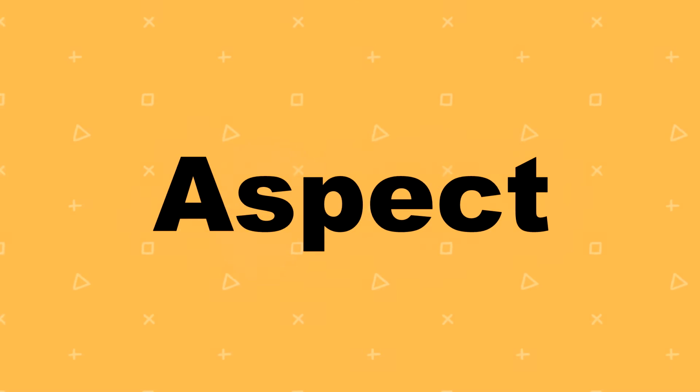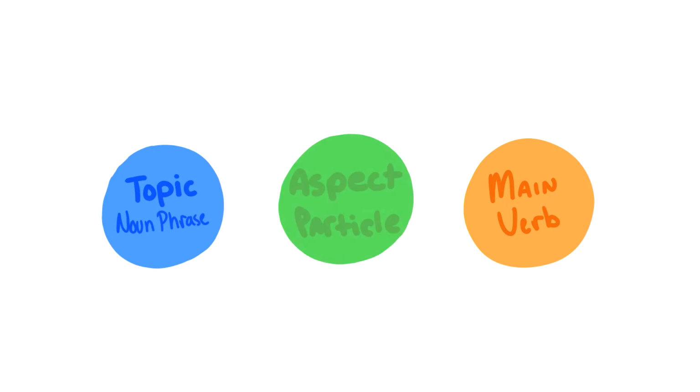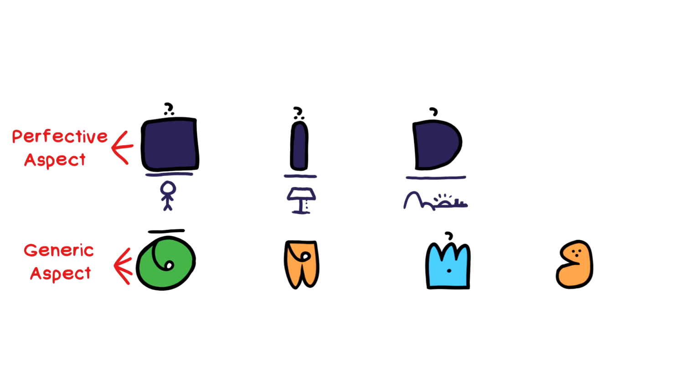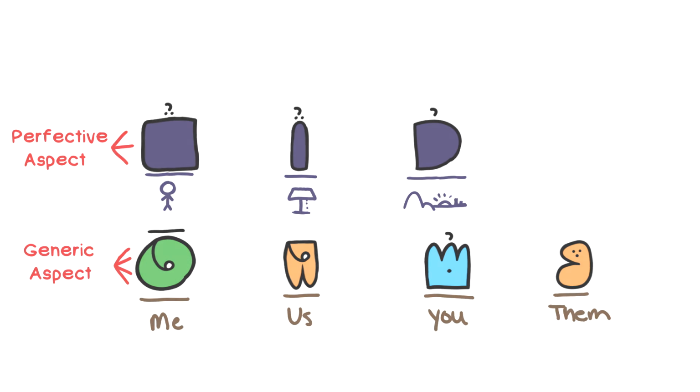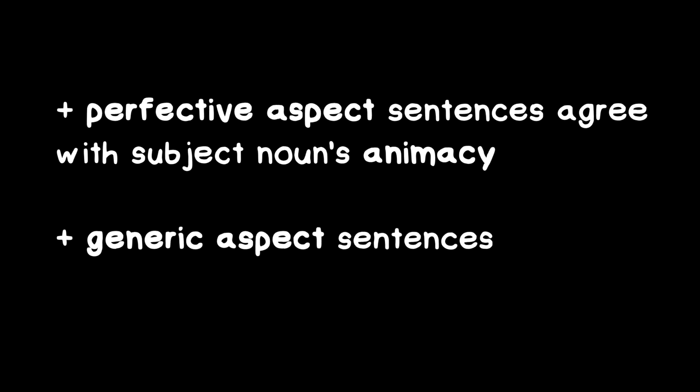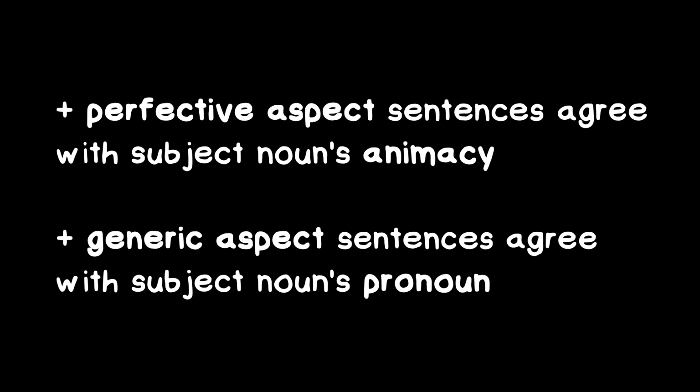Verbal aspect is indicated by placing a word between the topic noun and the finite verb in question. There are 3 words, spa, sta, and sha, for indicating perfective aspect, and 4 words, am, wem, loon, and ver, for indicating generic aspect. The actual reason for this is that spa, sta, and sha are demonstrative pronouns, which refer to people, things, and place nouns respectively, and am, wem, loon, and ver are copular case pronouns, which refer to me, us, you, and them. So in effect, this means that perfective aspect sentences in Aaltok must agree with the subject noun's animacy, whereas generic aspect sentences must agree with the subject noun's corresponding pronoun.